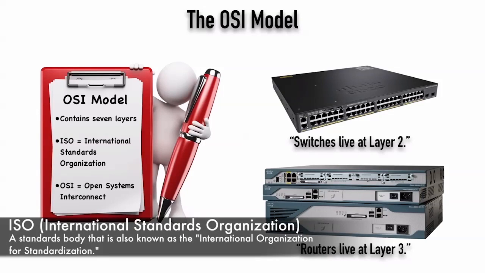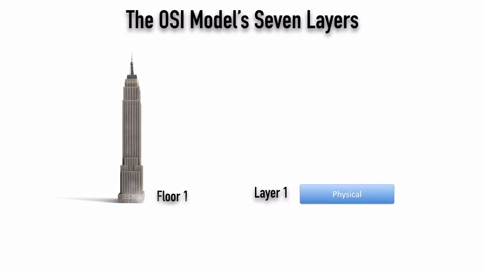And we've said that this model has 7 different layers. Some people get a bit confused about how the layers are numbered. Here's the way I want you to think of it. Layer 1, the physical layer, lives at the bottom of the model. Think of layer 1 as being like floor number 1 in a building. As you go into a building and you're looking at the building directory, the floors start at the bottom and go up. Same thing with the OSI model. The layer numbers start at the bottom and go up.